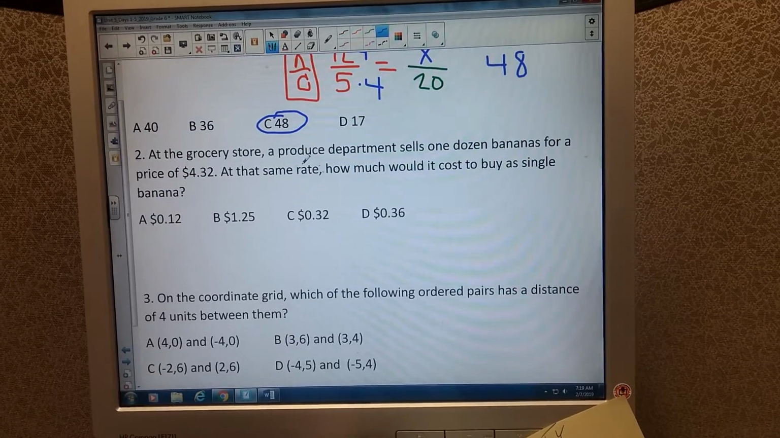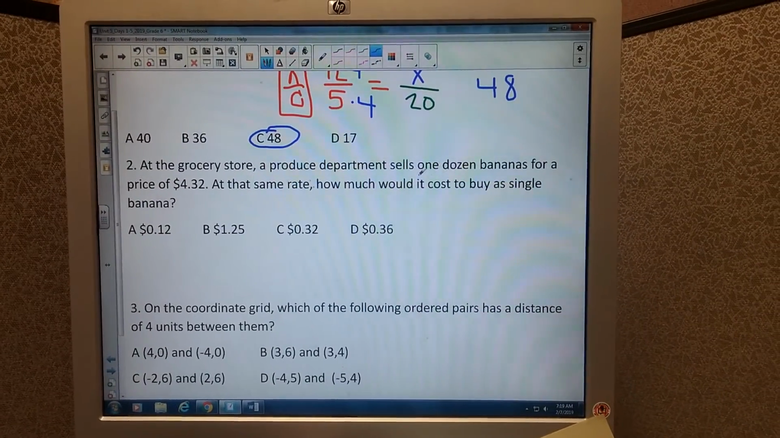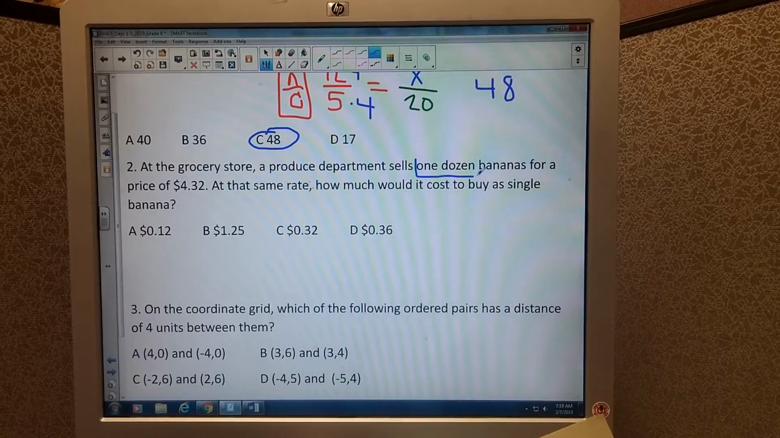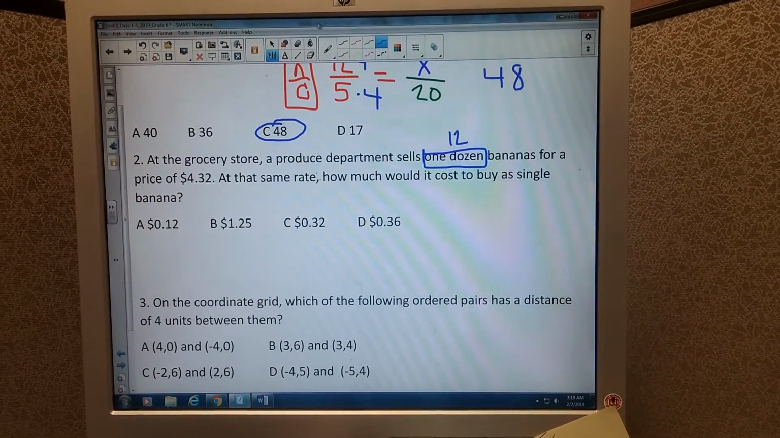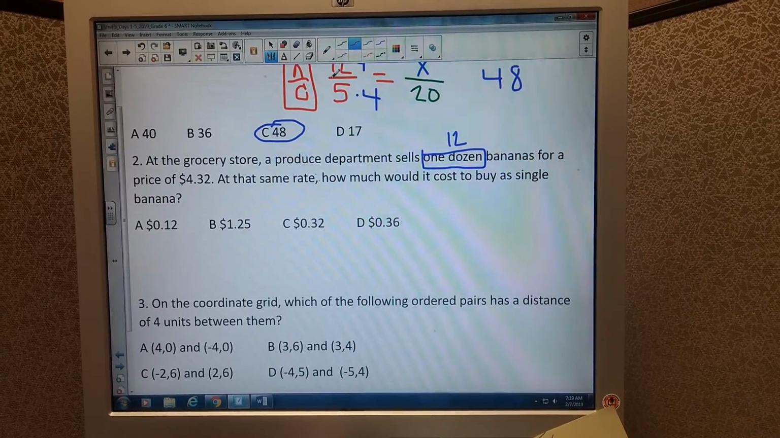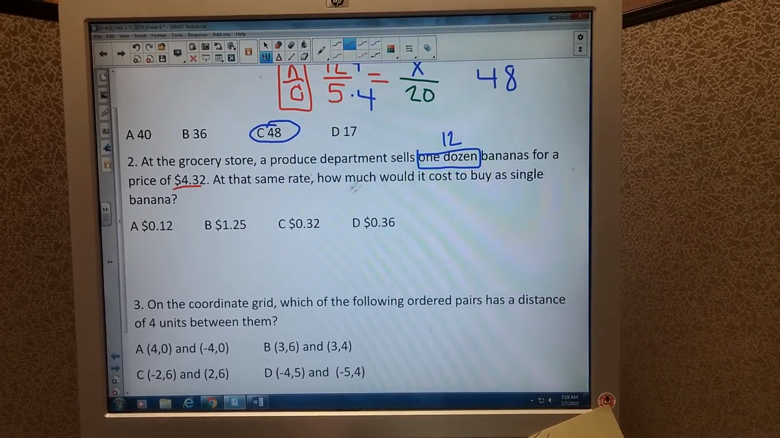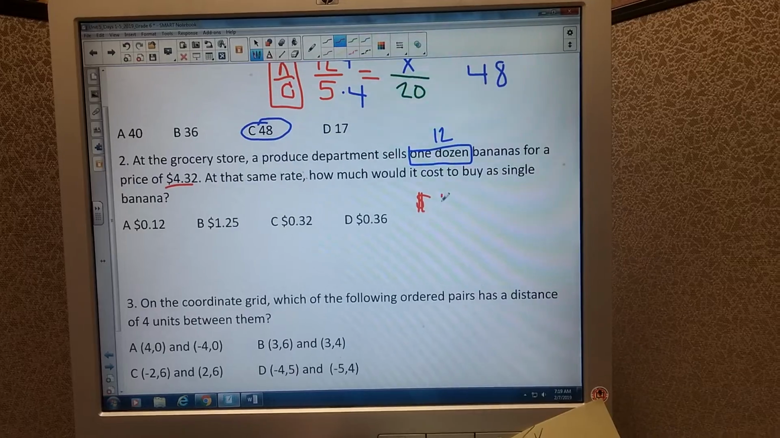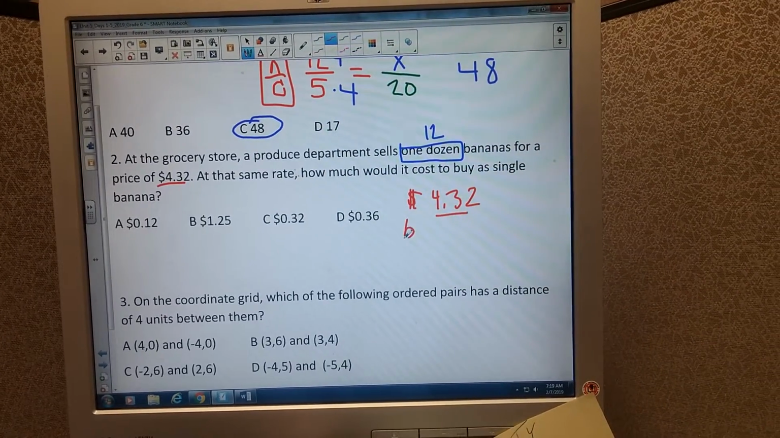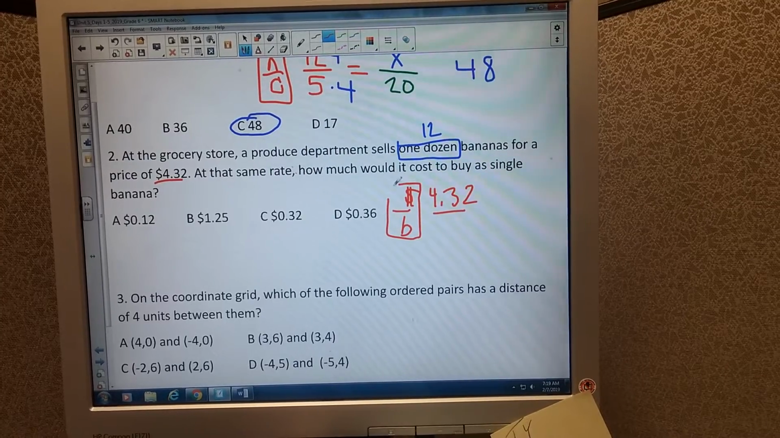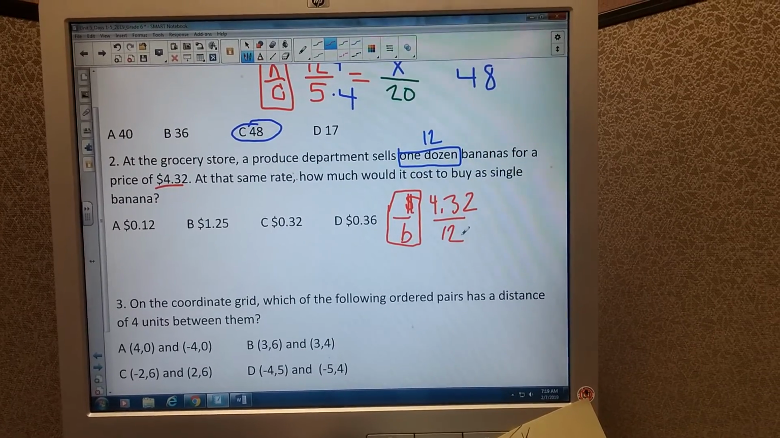Number 2, at the grocery store, the produce department sells 1 dozen bananas. First thing I'm doing, I know that a dozen is 12, so I'm going to just keep track of it for myself. For a price of $4.32. So right away I'm thinking, okay, I know that if I spend $4.32, I can get a dozen or 12 bananas. So that's what I'm comparing here, how much money it is for an amount of bananas.